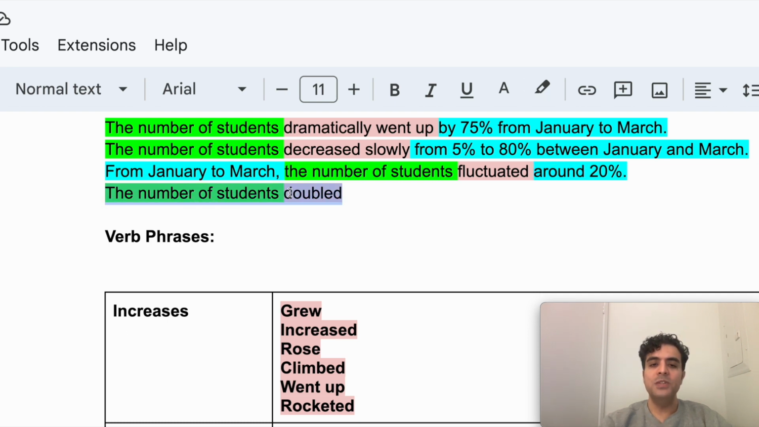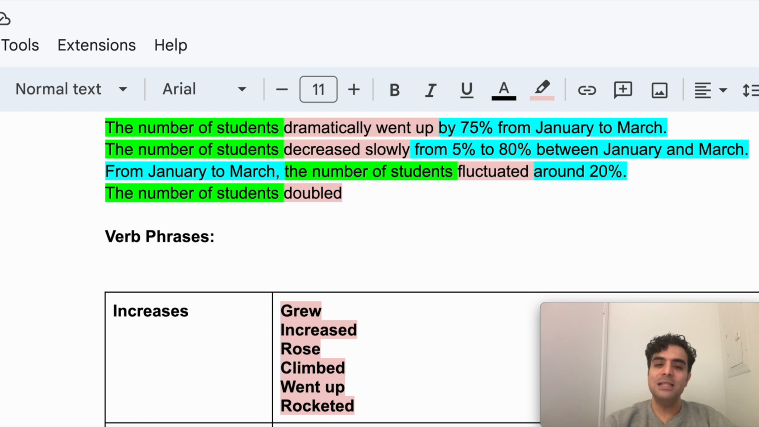The number of students doubled. Okay, am I going to mention from what point to another? Not necessarily, especially if your sentences are linked together. Later, I'm going to show you how to write a response by combining these sentences together. And sometimes when you combine sentences together, you get to create additional variety.